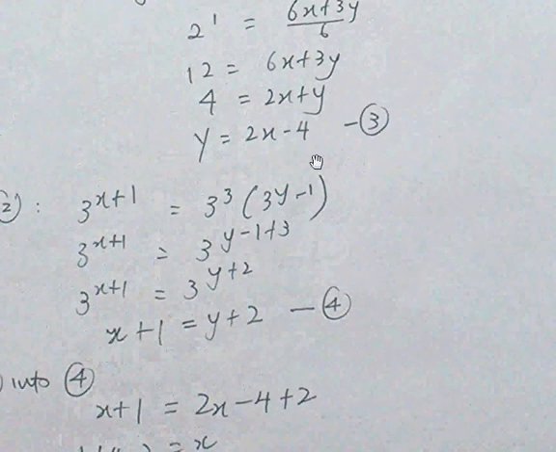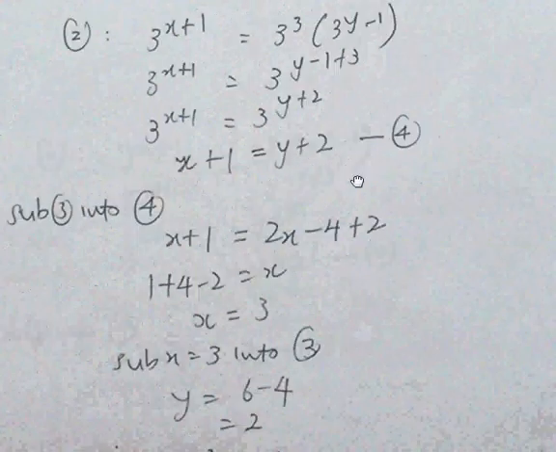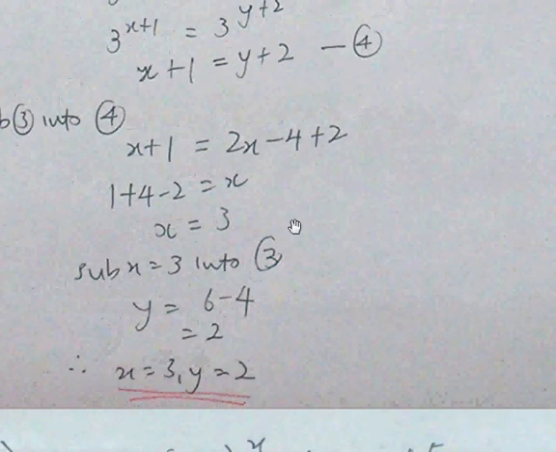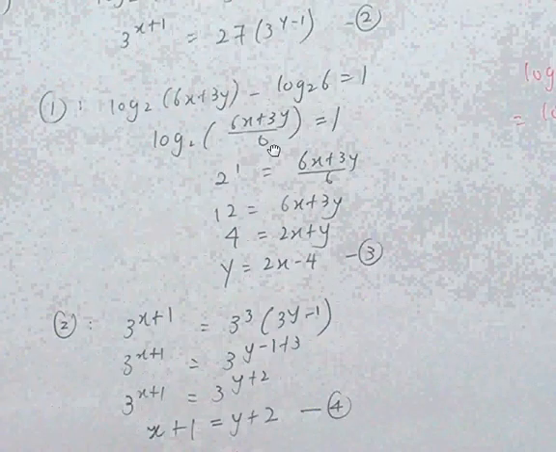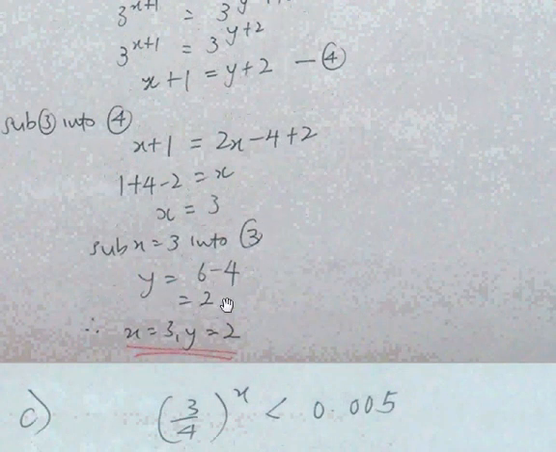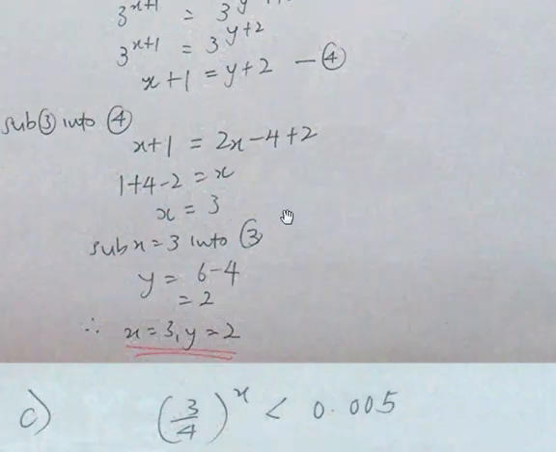So we substitute equation 3 we have found earlier into equation 4. We will get x + 1 equals (4 − 2x) + 2. We simplify, we get x equals 1. Since we have x equals 1, we then substitute x equals 1 into equation 3 we have found earlier. So y equals 4 − 2 equals 2. Therefore x equals 1, y equals 2.